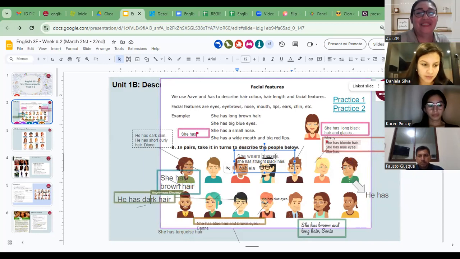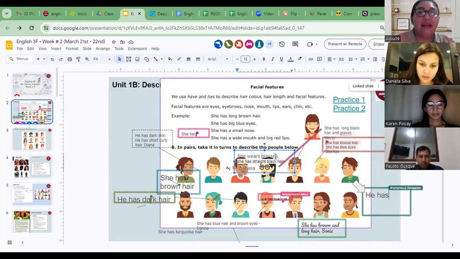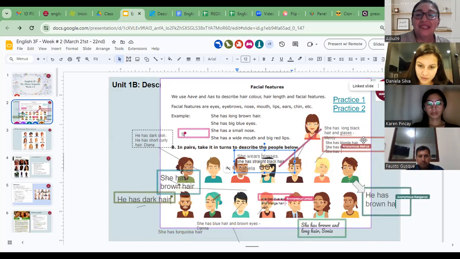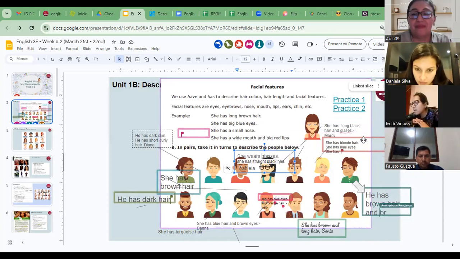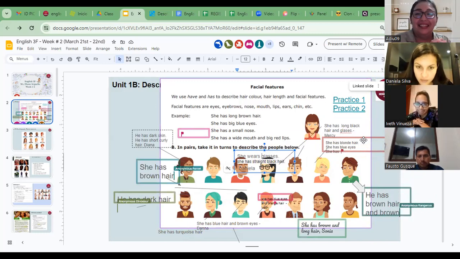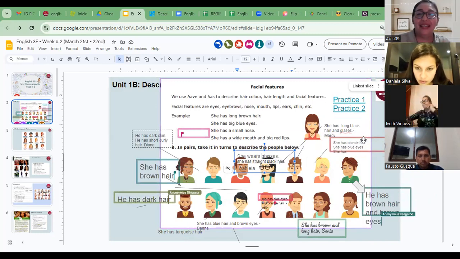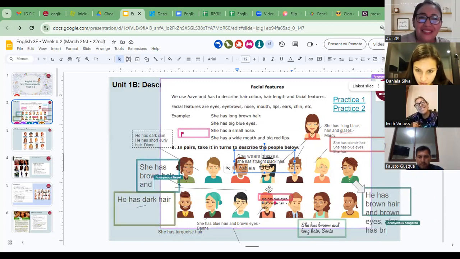Good, good. Because you can write it down, but I want you to practice, right? Good. Anybody else? Would you like to read your description, Yvette? She has blue eyes and orange hair. Good. Okay, blue eyes and I think it looks orange, right? I thought it was red. It looks orange, right? Okay.